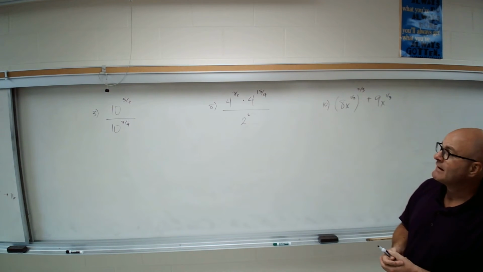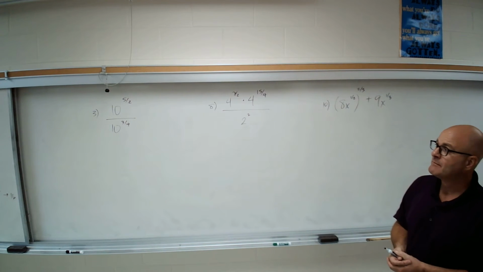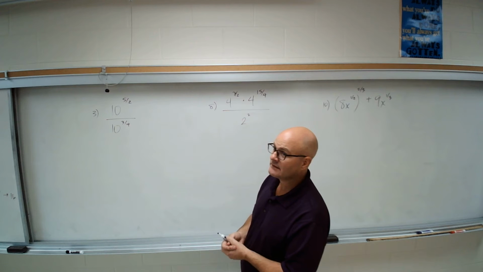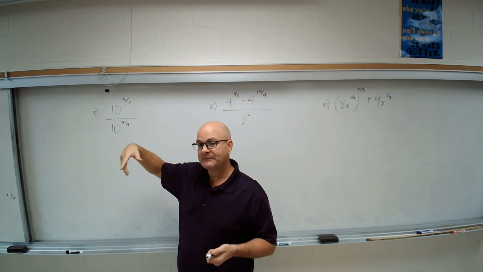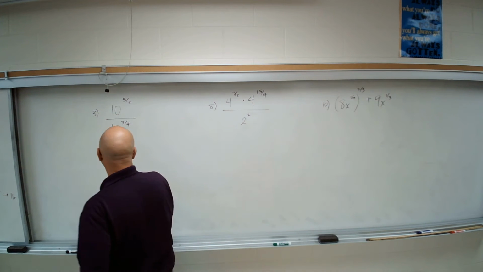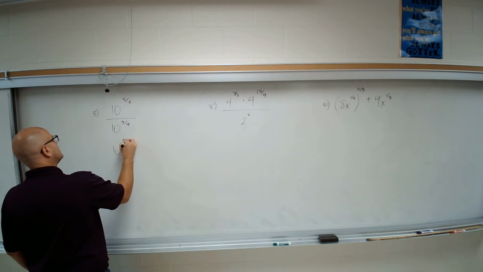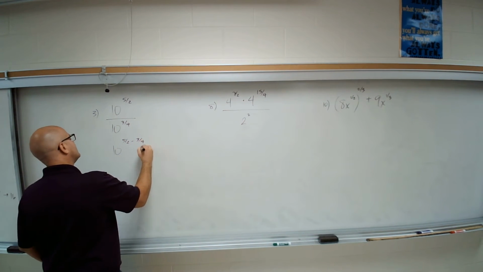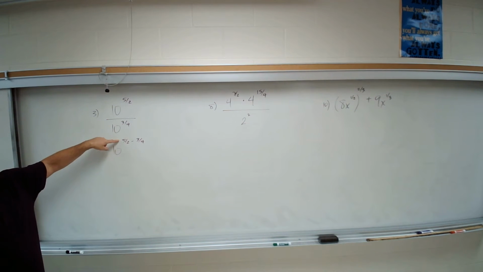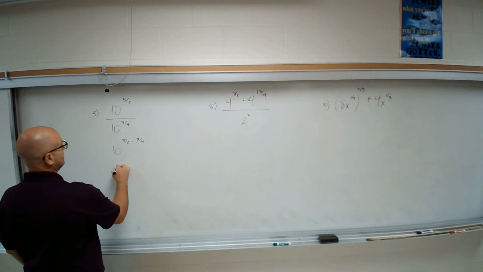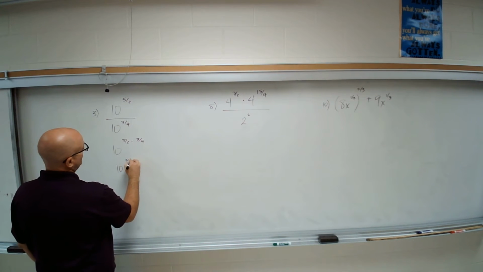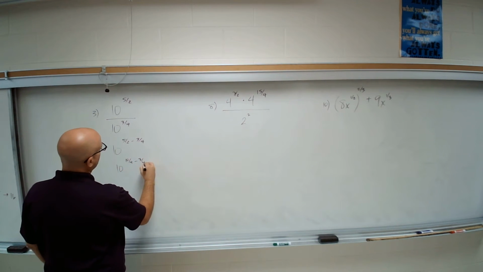For number 3, we have 10 to the 5/2 divided by 10 to the 3/4. That's an instance of the rule where we have a base divided by the same base. We're going to subtract the exponents. So 10 to the 5/2 minus 3/4. We're going to subtract the exponents. We need a common denominator. So that would be 10 over 4 minus 3 over 4.